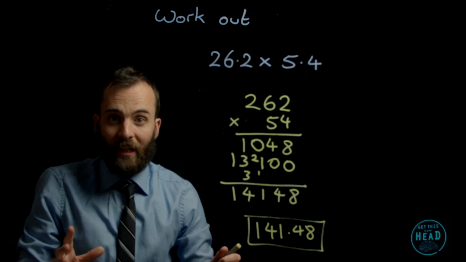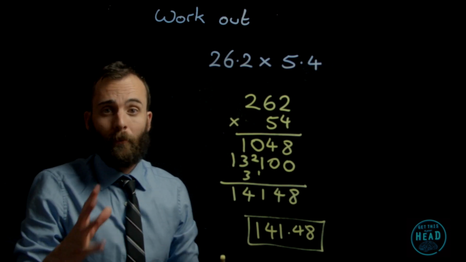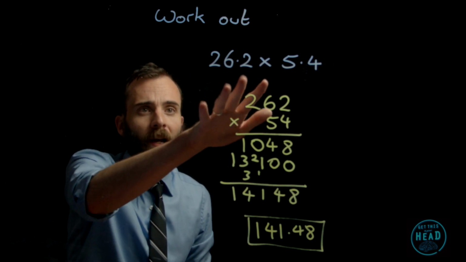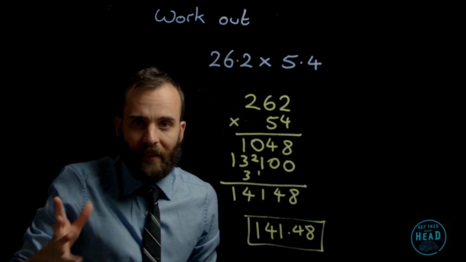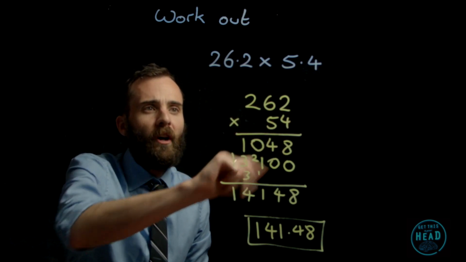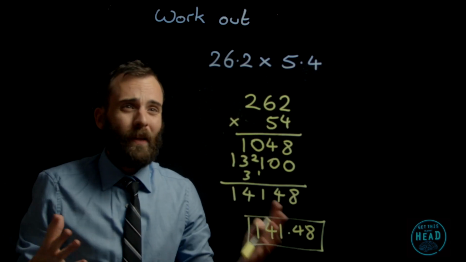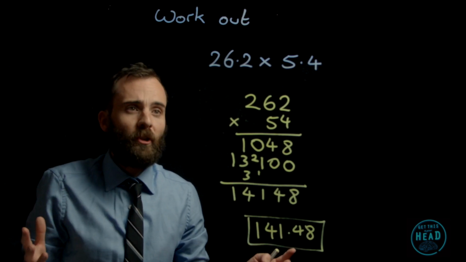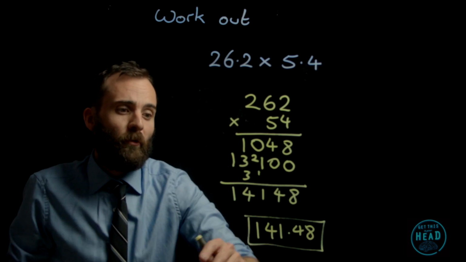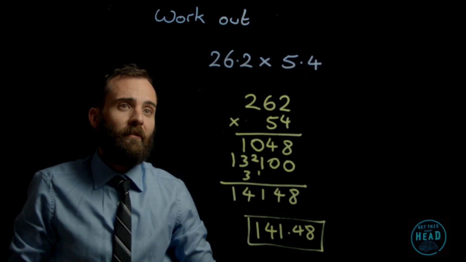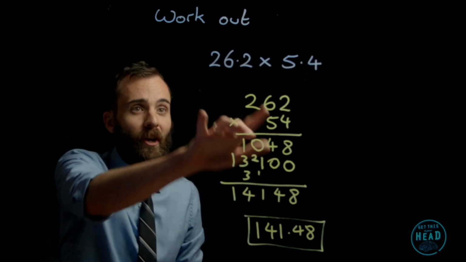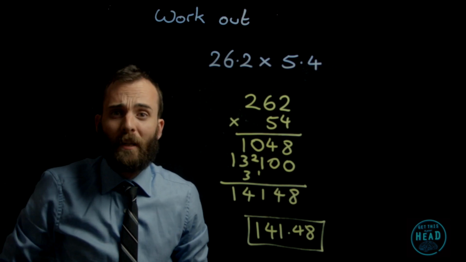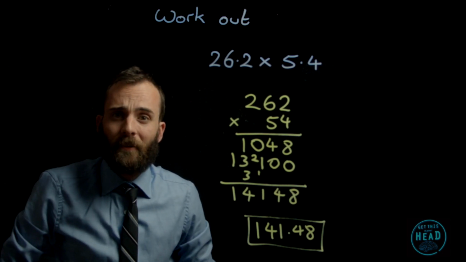And before I finish, it's a 3-mark question, so I'm going to double check by rounding and making sure it's basically right. 26.2 is basically 25. I can round that down to 25. 5.4 is basically 5, and I do that calculation all the time. 25 multiplied by 5 is 125. 141.48, 125. That's not too far off, given that I've definitely underestimated because I've rounded them both down. 141.48 seems plausible. I'm going to go with that as the answer. 3 marks.